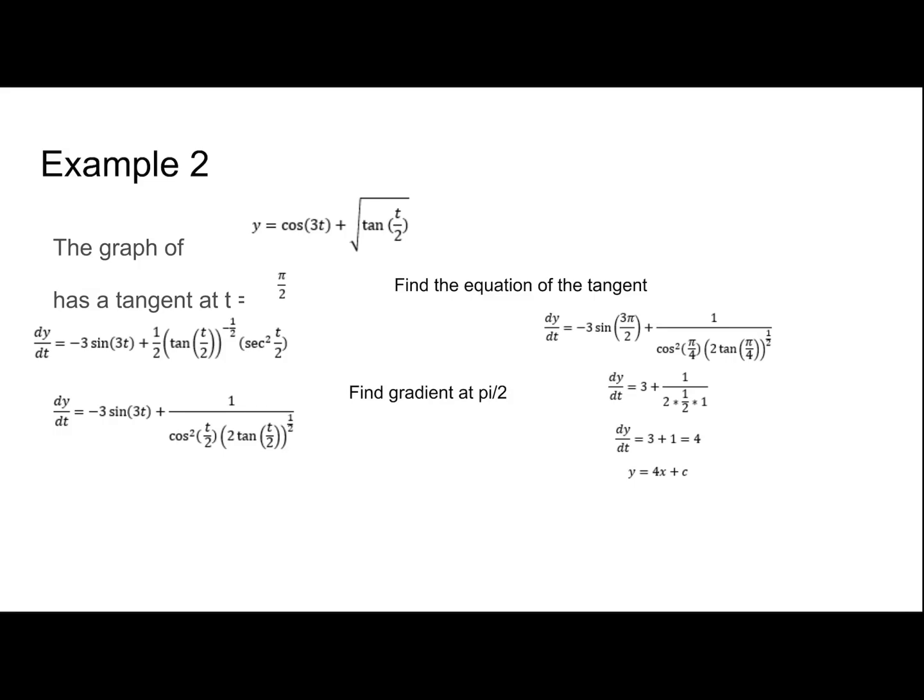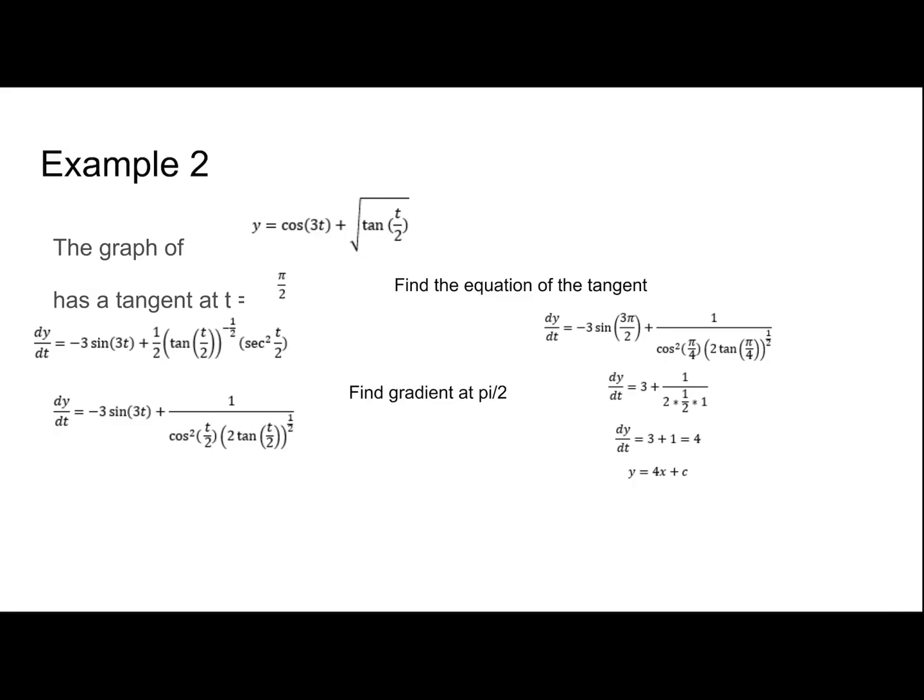And if we multiply that by 2, because we have the 2 at the bottom, so 2 times 1/2, tan pi over 4 is just 1. Square root of 1 is just still 1. So 1 to the power of 1/2 is still 1. So we have 2 times 1/2 times 1. So we have 3 plus 1 over 1, which is 3 plus 1, which is 4. So we know the gradient is 4.